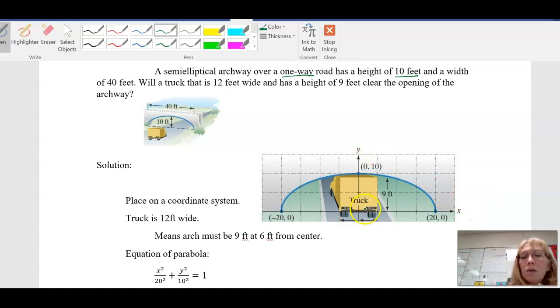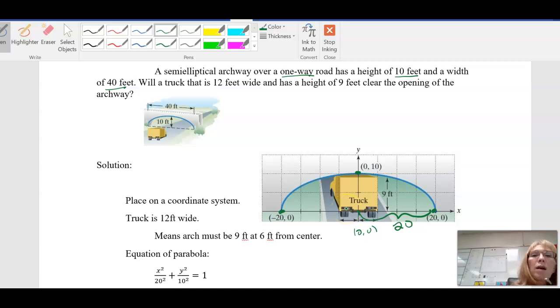This is x, this is y, this here part is 0, 0. Now the height is 10, so the very top of this guy is 10. So that is your minor axis, it's 10 long. It has a width of 40. Well, the 40 goes from the end point to end point, which means the middle of this guy is 20, which is your major axis. All right, he's centered at 0, 0.